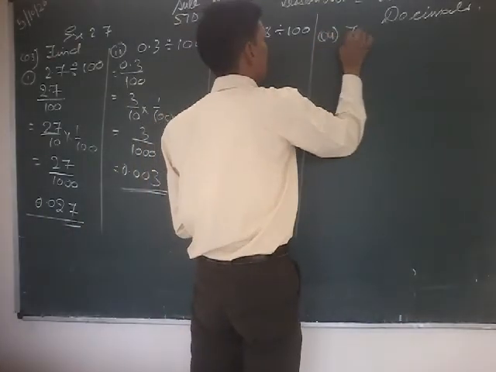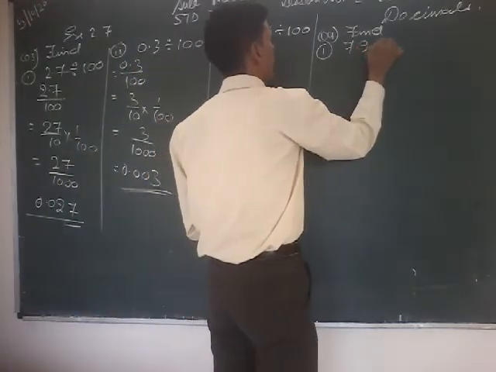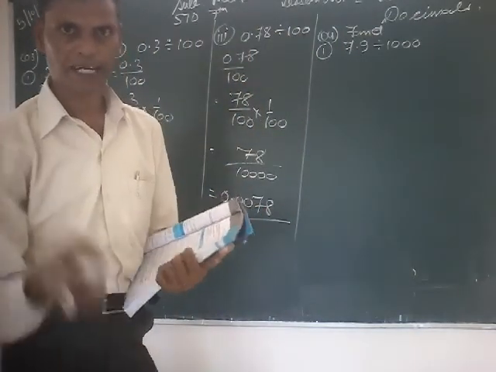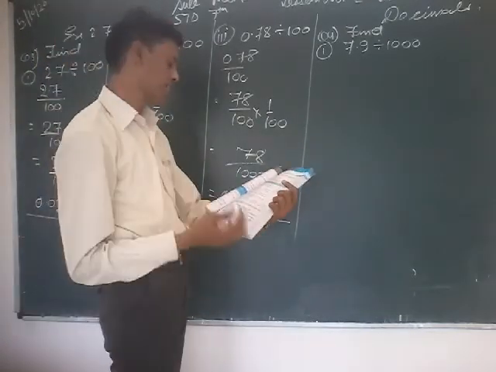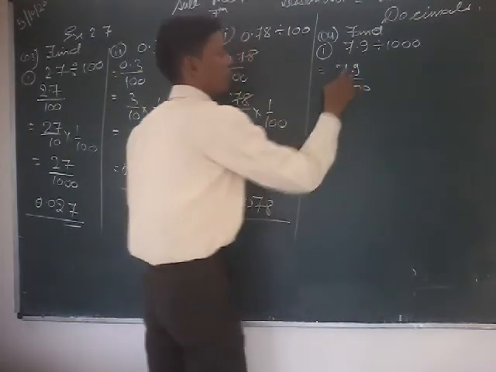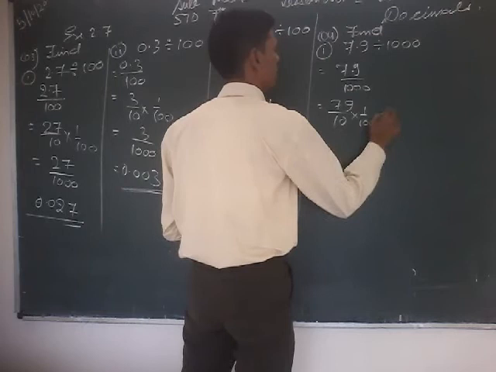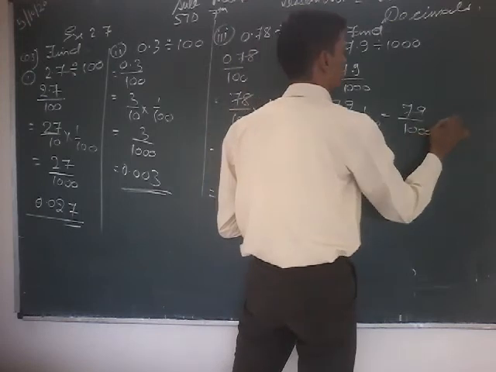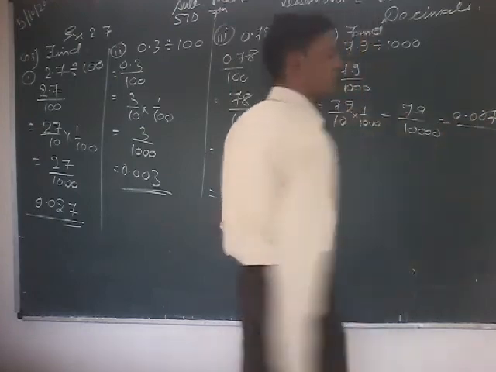Question number 4, same type of question is there. Find. First one is 7.9 divided by 1000. In question number 2 we have seen divide by 10, in question number 3 we have seen divide by 100, and now we have divide by 1000. Now 7.9 upon 1000. To remove the decimal, we will write 10 into 1 by 1000. 79 upon 10000: 1, 2, 3, 4. Write 79 here. This is the answer of this question.